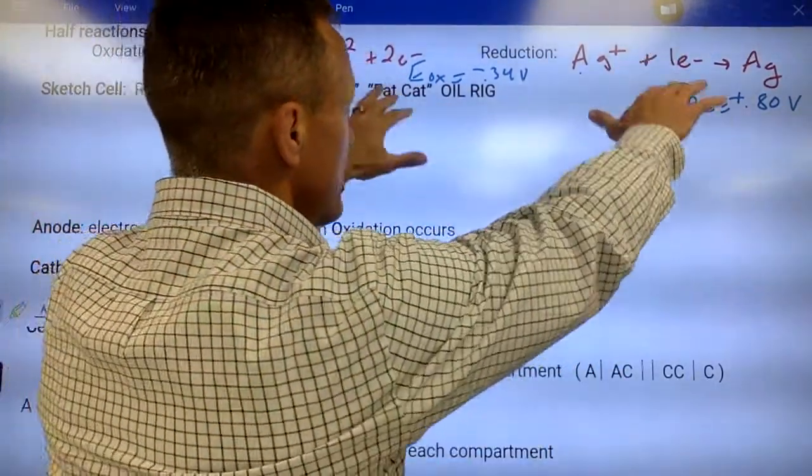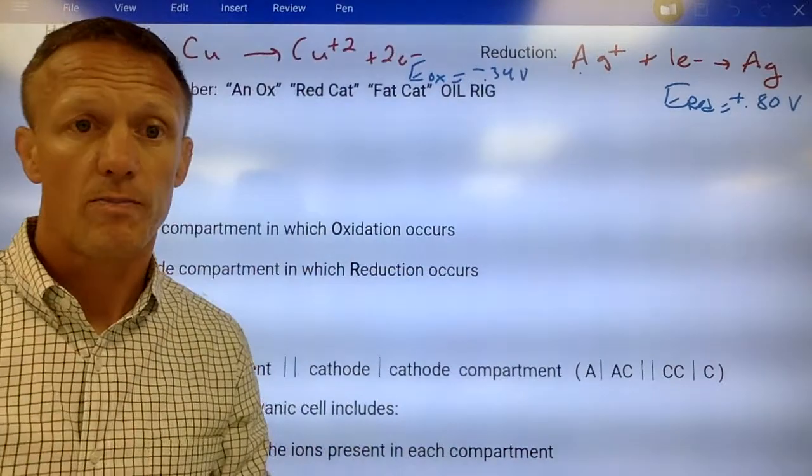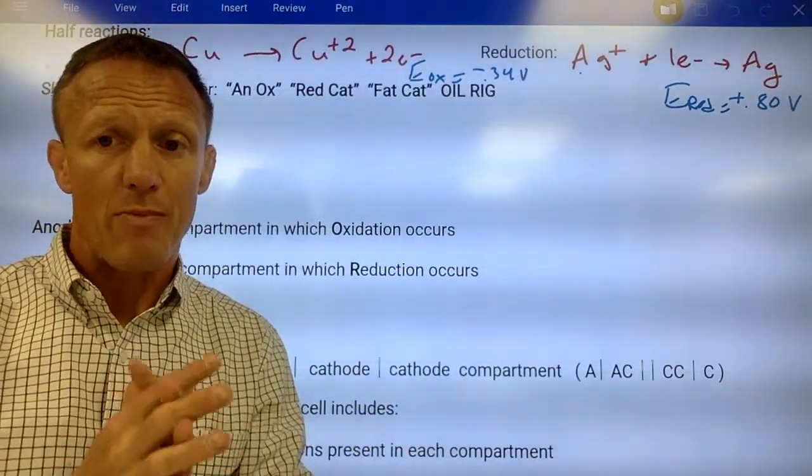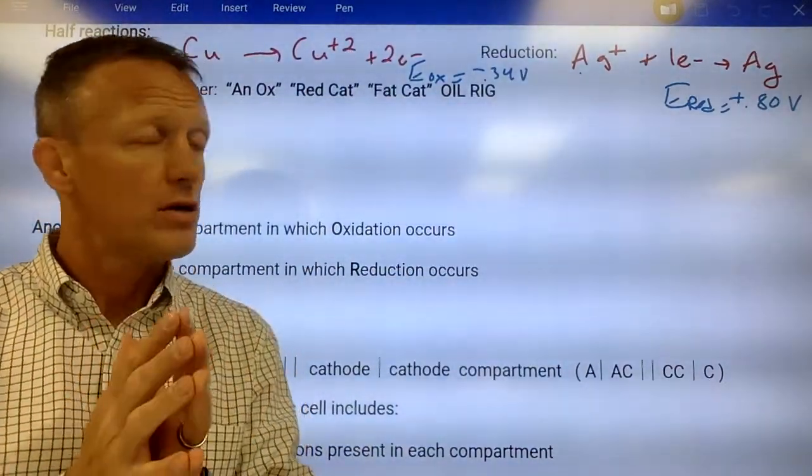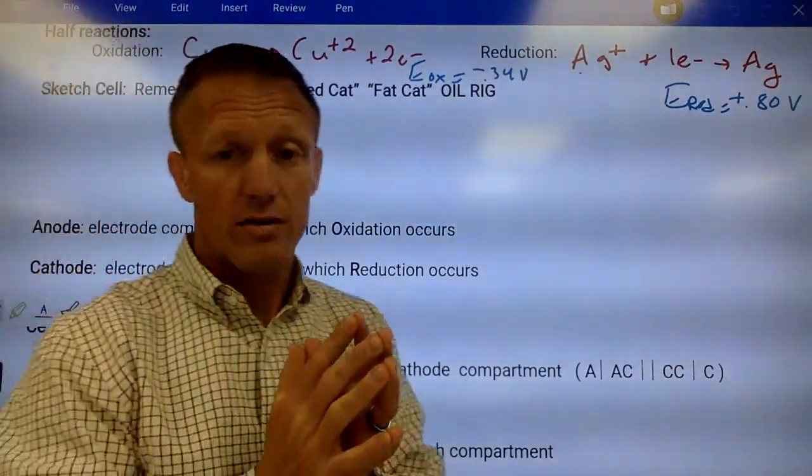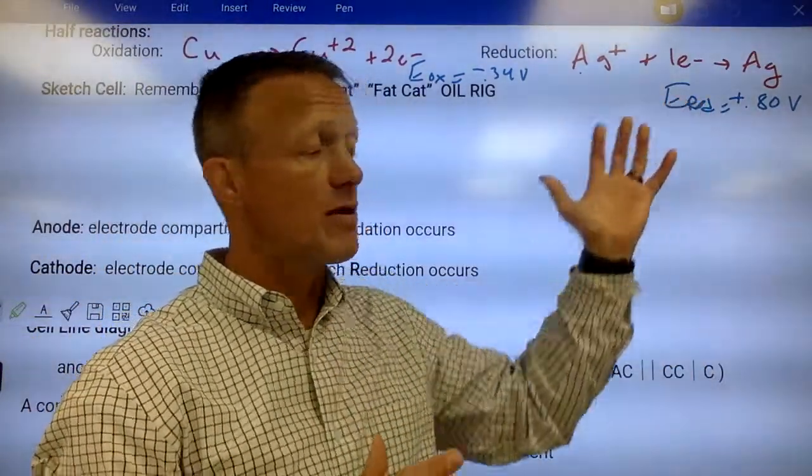But as long as there's a difference in these two, we can make a cell or a battery. As long as there's a positive difference. We need it to be positive. Okay, we need a positive value. It has to be spontaneous, which means this has to be a positive value between these two.